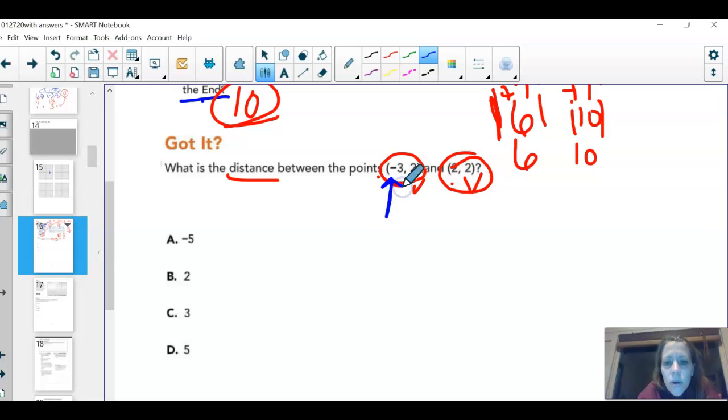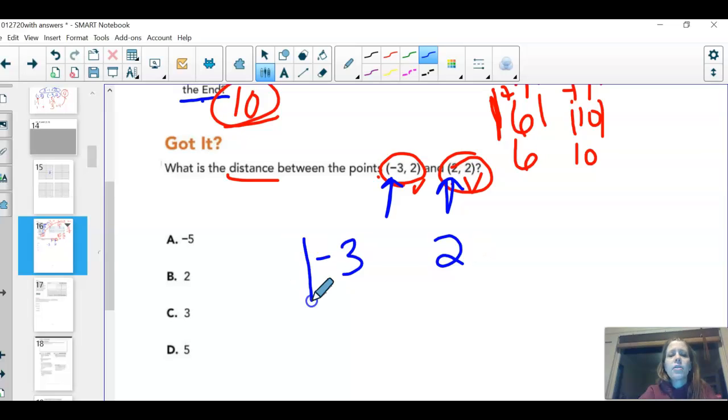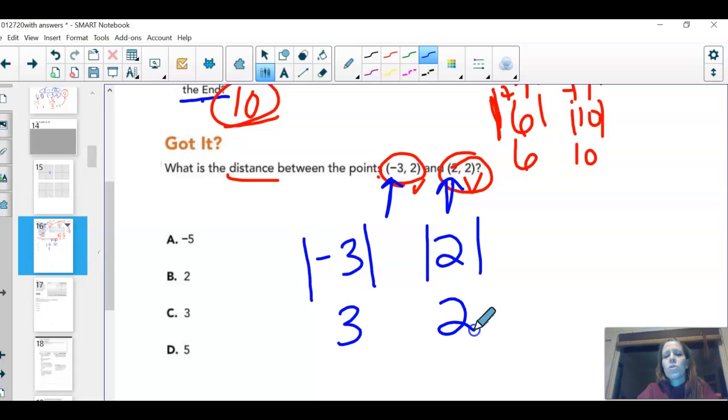Y entonces yo voy a buscar negativo 3 y 2. I'm going to look at negative 3 and 2. The first thing, la primera vez, I need to find the absolute value. Necesito encontrar el valor absoluto. Negativo 3 es 3. 2 es 2. Okay? Now, I'm almost there.